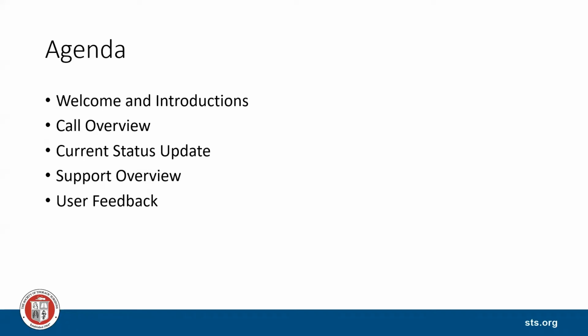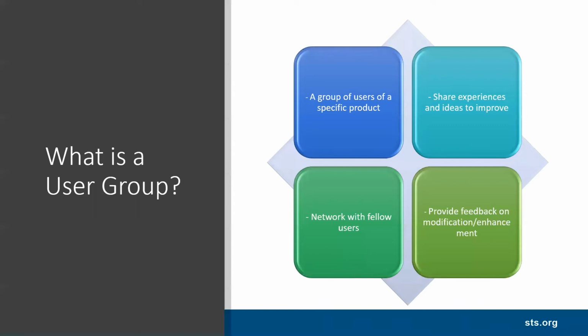Because we've never had these before for STS, this is the first user group call ever, and we just want to give a quick overview about what a user call is and what you all can expect on these calls. We're going to have them weekly except for the first week of the month for January, the rest of January, February, and March, and then we'll revisit the frequency starting in April. We may go down to once a month in April or twice a month in April.